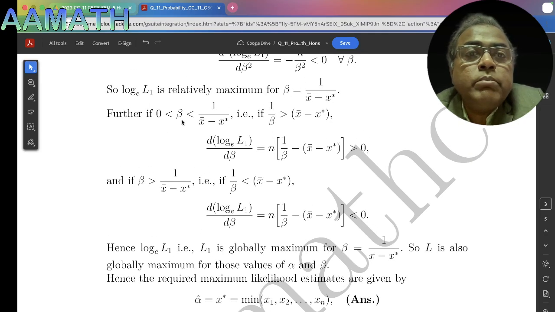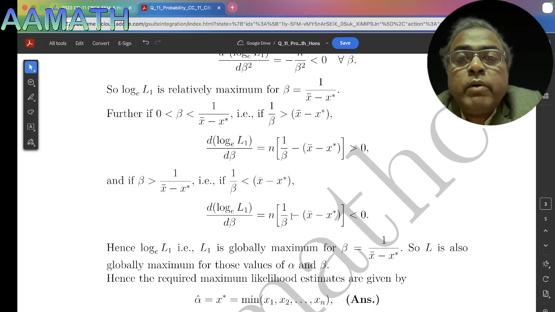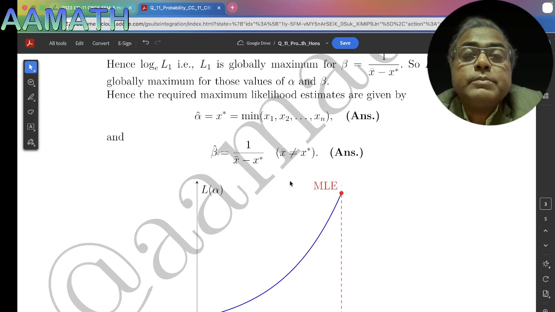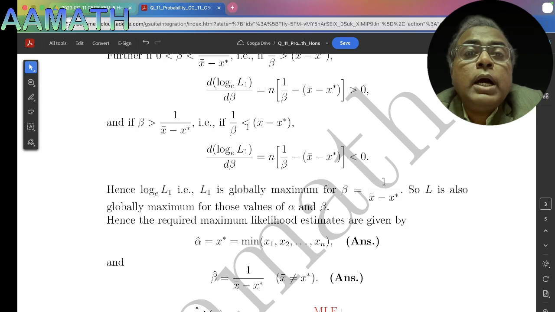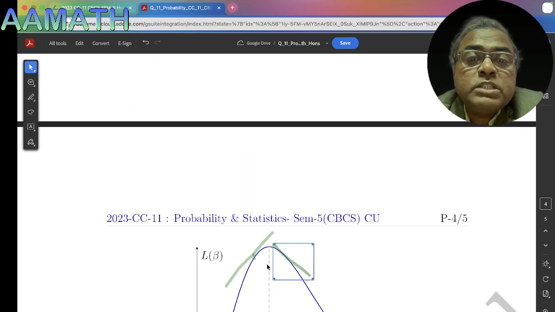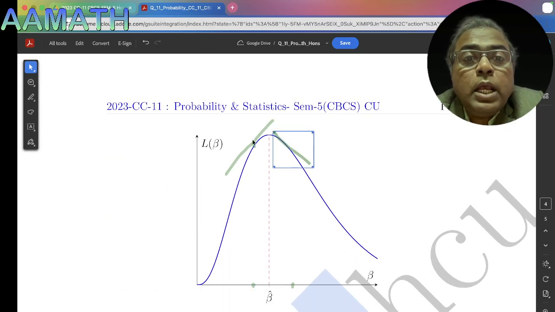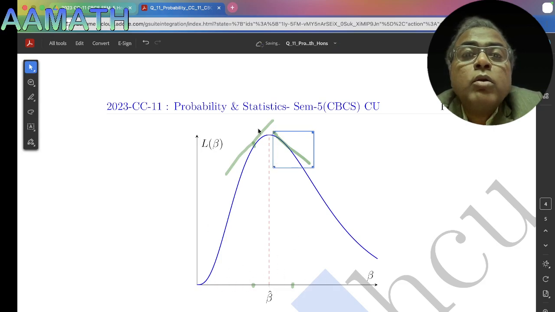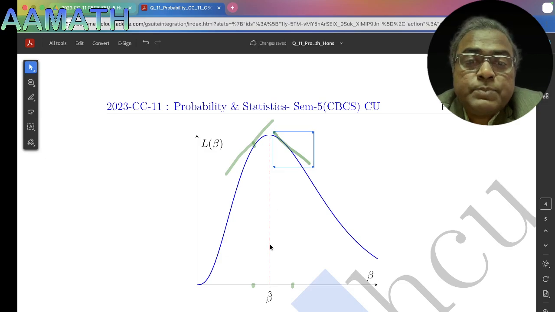So when β is less than 1 by x̄ minus x*, this first derivative is positive, and for β greater than this, that is if 1/β is this, then first derivative d/dβ of log L1 is negative. From this diagram, we get this. So clearly from this picture, this log likelihood function is globally maximized, globally meaning throughout the region. It is maximized at this point.